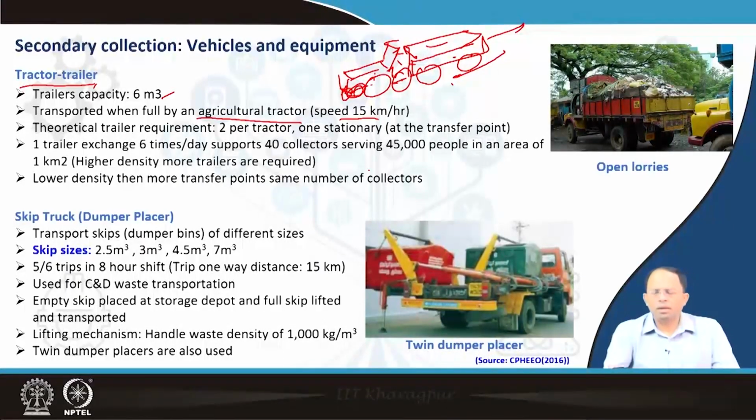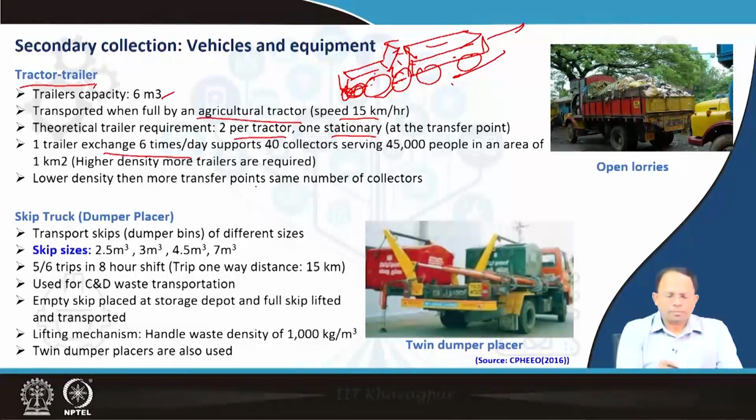Speed is something around 15 km/h, because tractors are not designed for traveling fast, but landfill sites in this kind of areas have very undulated terrain, so a tractor can easily negotiate that. Theoretical trailer requirement is 2 per tractor, one stationary at the transfer point as we have just discussed, and the other in travel, actually being transported to the landfill site. This can vary, but we can say that one trailer can be exchanged 6 times a day.